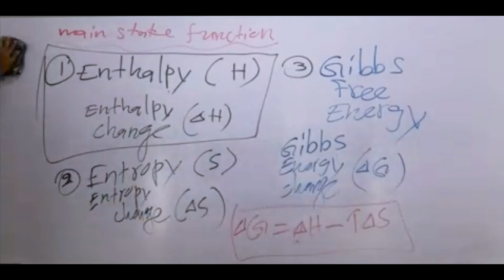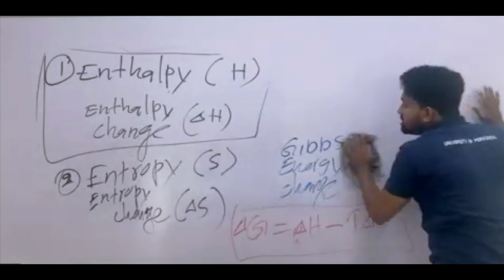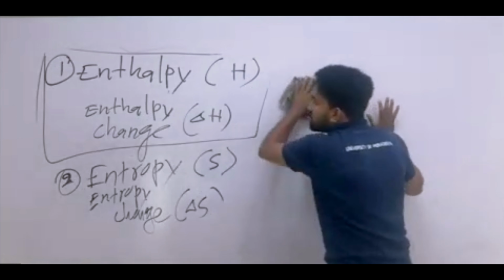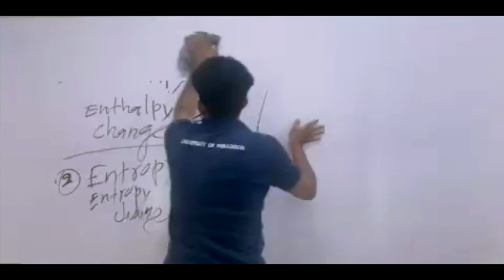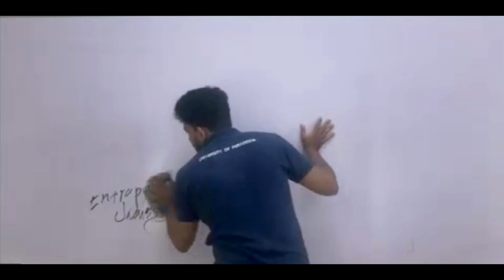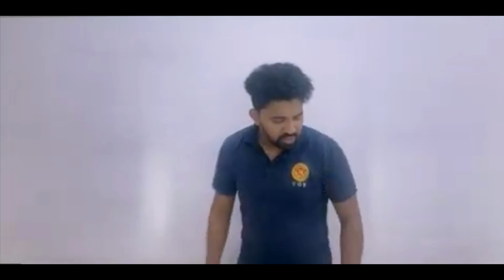So let's move to the next one. These are the three state functions: enthalpy, entropy, and Gibbs free energy. Right, that is it. And then we will move to the next part.